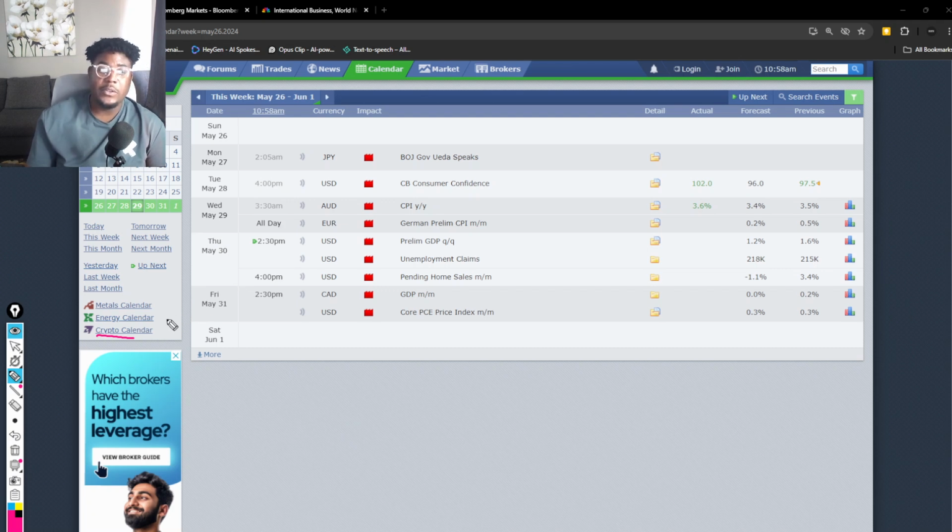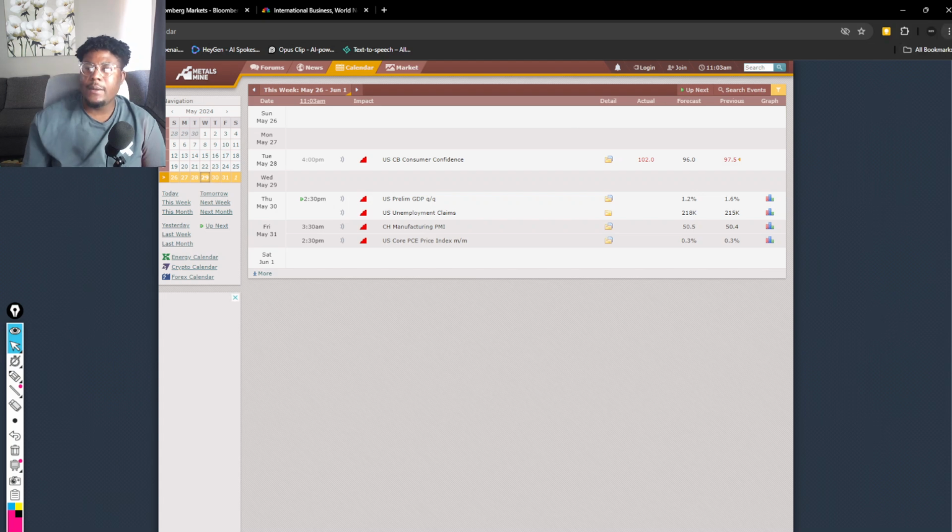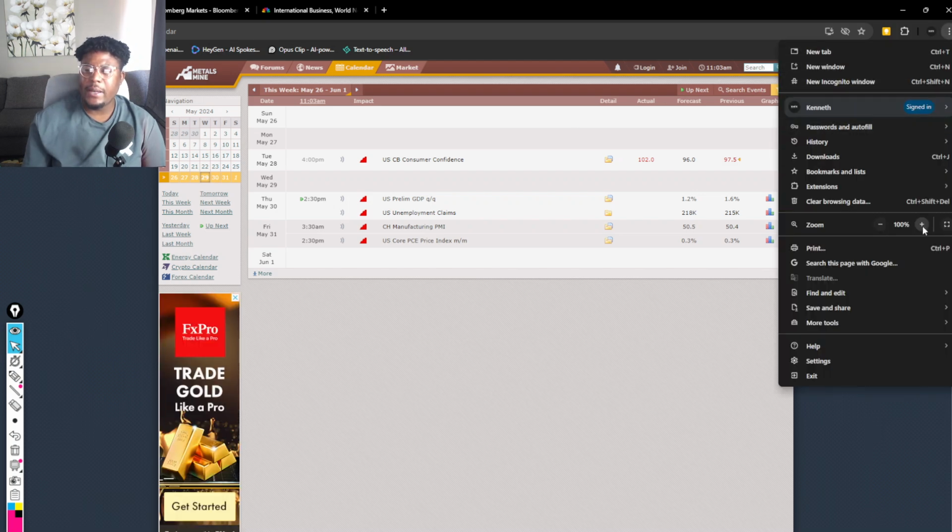For those who did not know, you can click there and see if we have any event for the specific thing that you trade. If you trade gold, obviously you will check if we have any event on gold, right? I think that's enough. Let me click on metals. This will open. Let me try to zoom. I hope you see that.